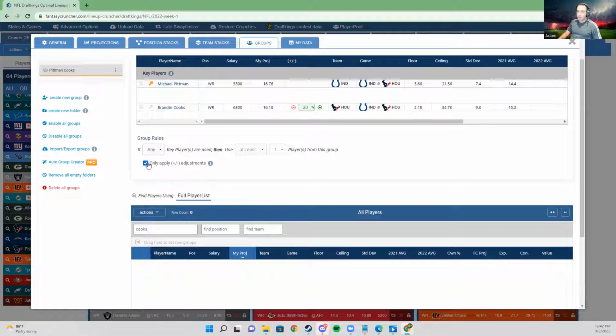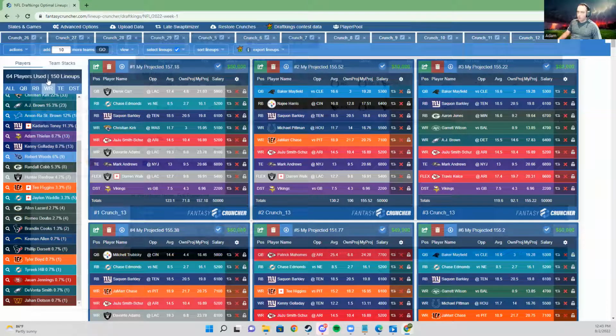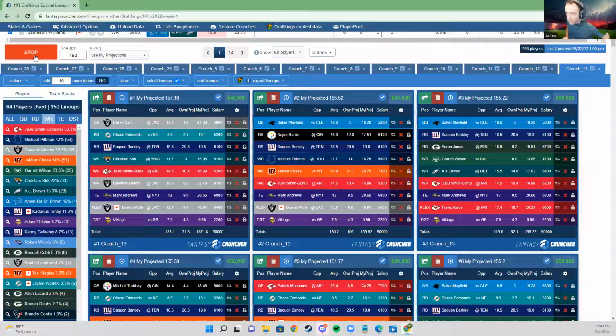And this button's really important. This is saying only apply the boost. Don't, again, force Michael Pittman and Brandon Cooks to be joined at the hip. And so we're in business, right? So let's rerun this crunch.